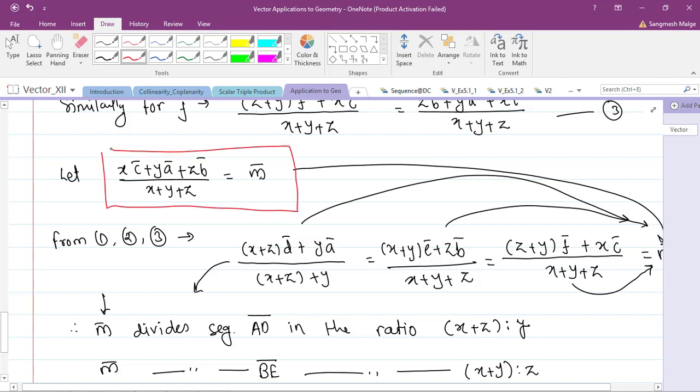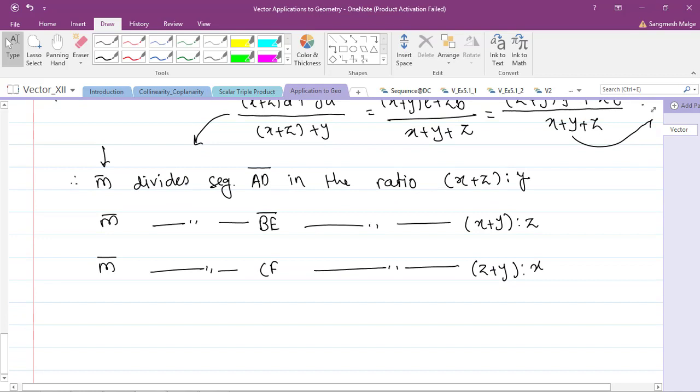So if somebody asks you the position vector of the incenter, or if they give you the vertices of the triangle ABC and the sides, then the incenter can be easily found, which is x c bar plus y a bar plus z b bar upon x plus y plus z. These are the position vectors of the incenter. Okay, good. So this is the second application.